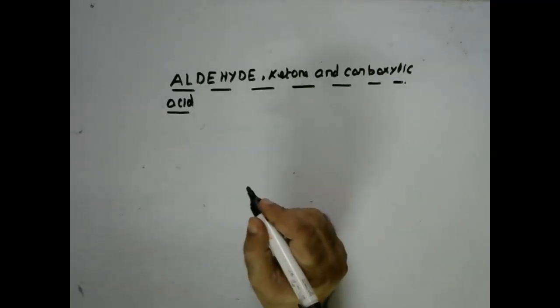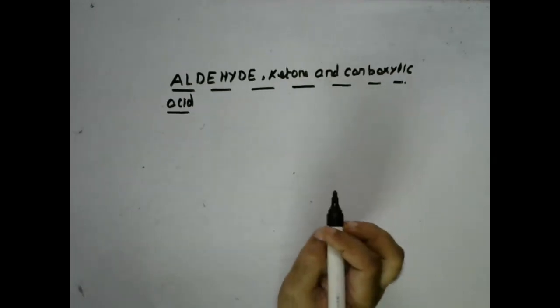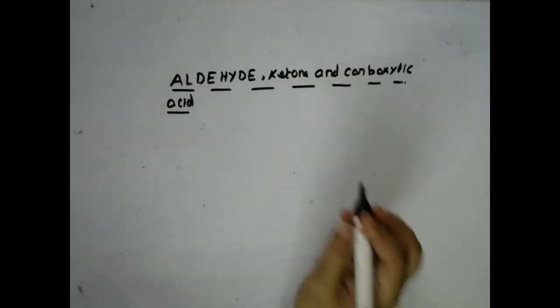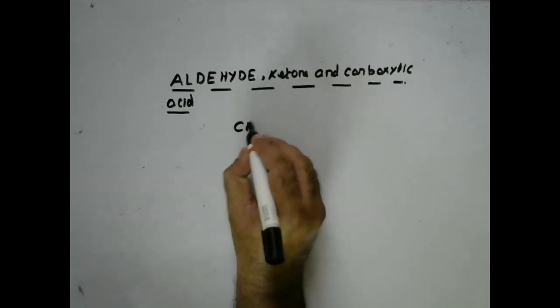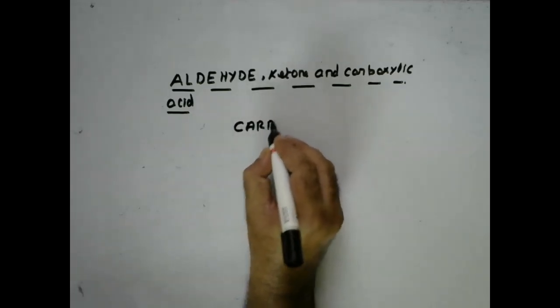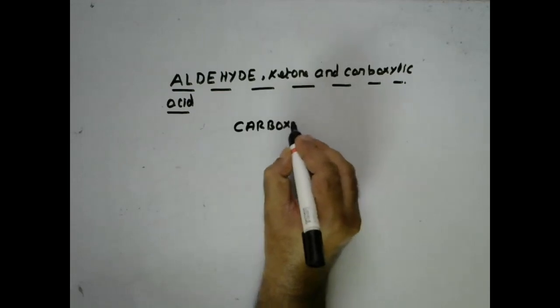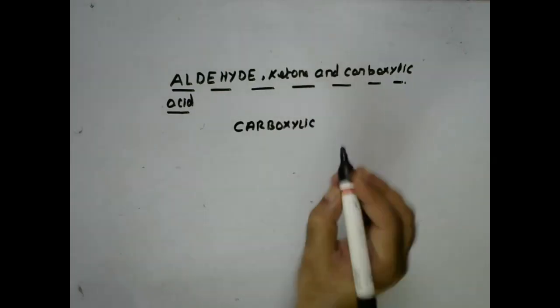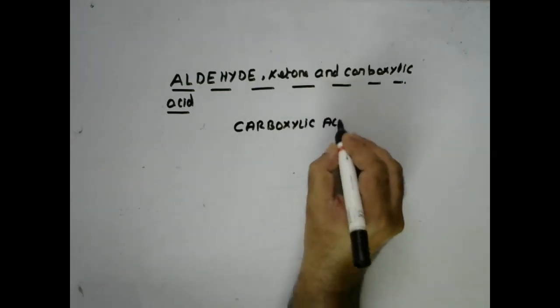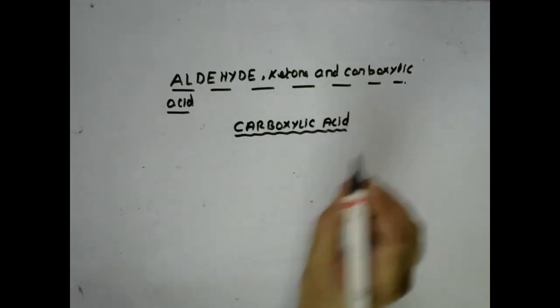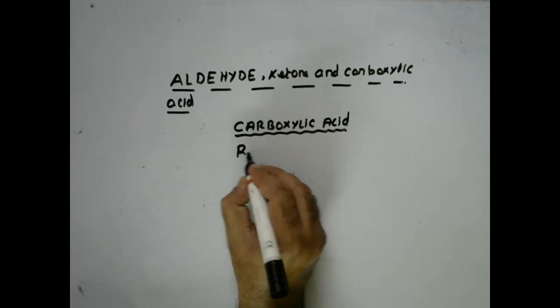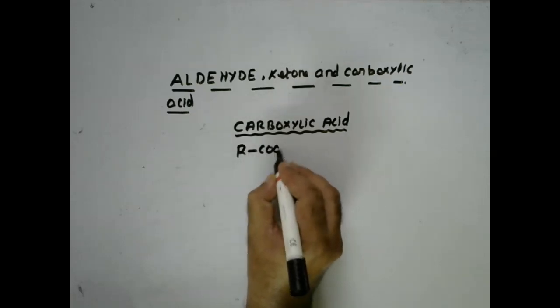So today we are starting with a chapter called aldehyde ketone carboxylic acid, and today we are starting with a topic called carboxylic acid. Being a small topic, we'll be able to finish before we go off for the summer vacation. You know, carboxylic acids have a general formula RCOOH.